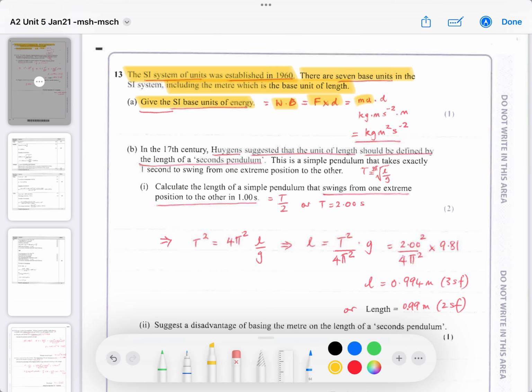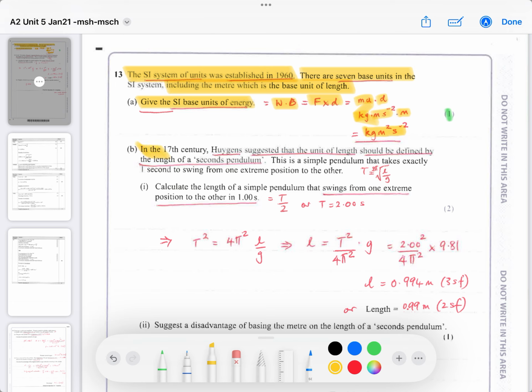So m a d is equal to force times distance. And m is in kilograms, and from here you can do it just from first principles. Acceleration is in meters per second squared, and distance is in meters. You then simplify it, and you get kilograms, meters squared, seconds to the minus 2. And that's how you get the first mark. Okay, a good revision of derived units. So 1 joule is 1 kilogram times meters squared divided by seconds squared.